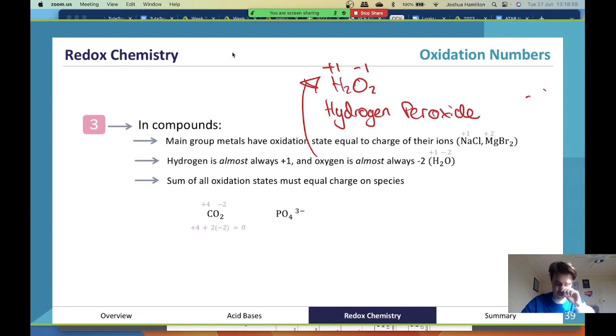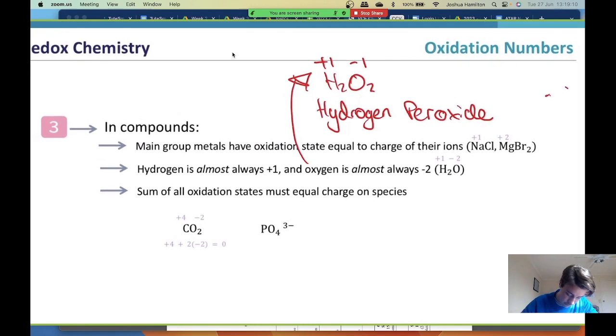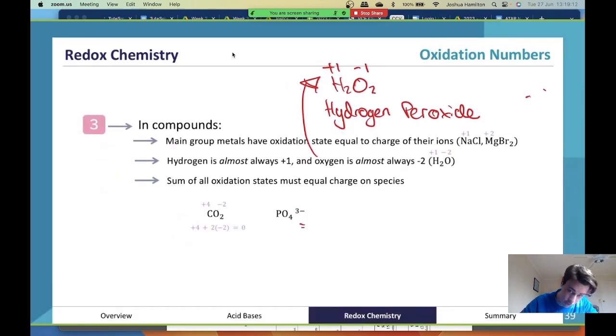There we go. Apologies. Then we have our PO4 3 negative. So our PO4 3 negative, as you can see here, we have an overall charge of -3, and we've got oxygen, which is -2, and we've got 4 of them, so that's going to be -8. So -3, -8, what's the difference? It's 5 is the difference. So this is going to be +5, and therefore this is going to be +5.